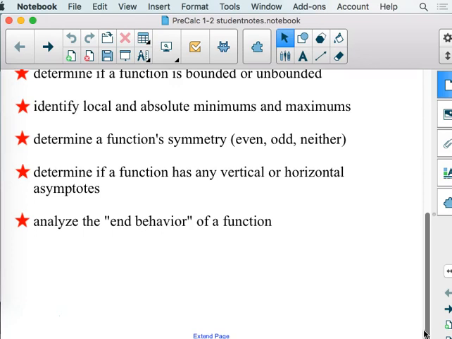And then analyze the end behavior of a function, which we did in Algebra 2. So a lot of this is just going to be pulling things out of your memory banks and putting them together again, but some of this will be some new pieces.